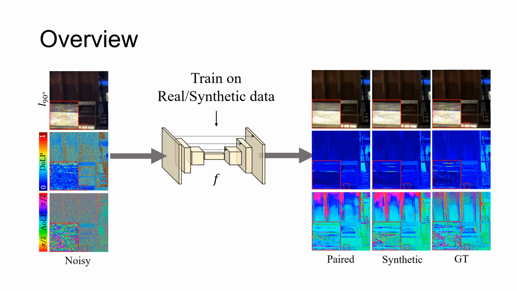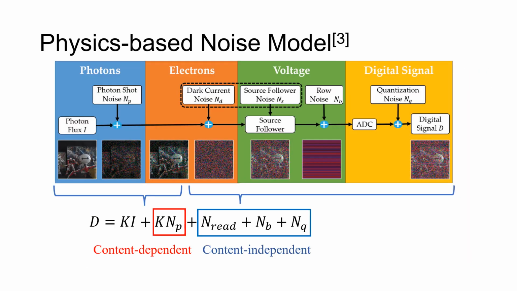In this work, we construct a physics-based noise model for polarization sensors to generate synthetic noise data from clean images. Extensive experiments demonstrate that the model trained on synthetic data can restore more detailed signals and polarization information compared to real paired data. Then, we introduce our method.